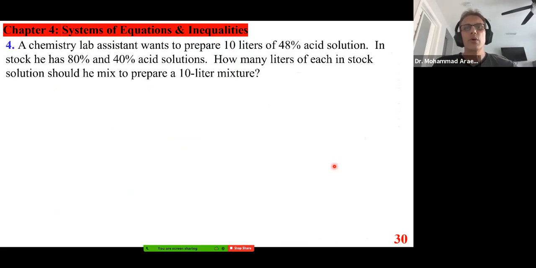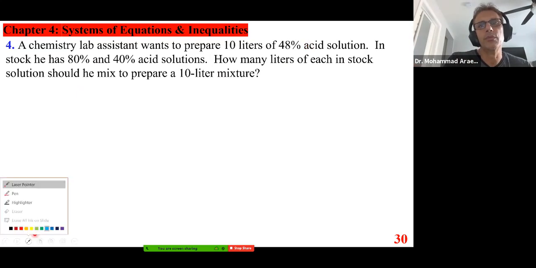We've seen the same question. We want to solve it through a system of equations. A chemistry lab assistant needs 10 liters of a 48% acid solution, and we have 80% and 40% solutions. So how many liters of each should we mix to come up with the mixture of interest? This is a mixture problem, as I said in the previous case when we went over this type of question. A class of problem called a mixture problem.